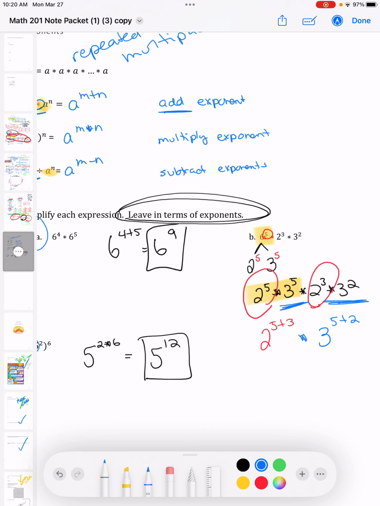So I'm adding those exponents. So my final answer would be 2 to the 8th times 3 to the 7th. And I would leave it just like that. I'm not going to multiply the 2 times 3. I'm not going to add those exponents together because the rules only work if we have the same base.